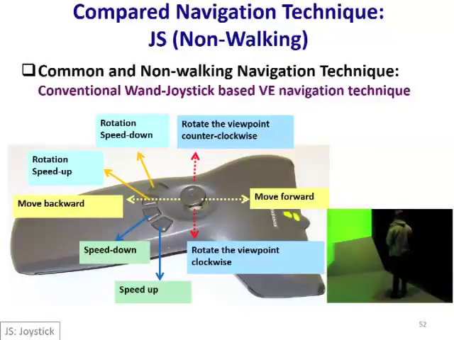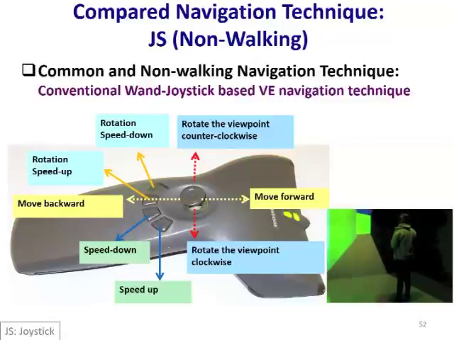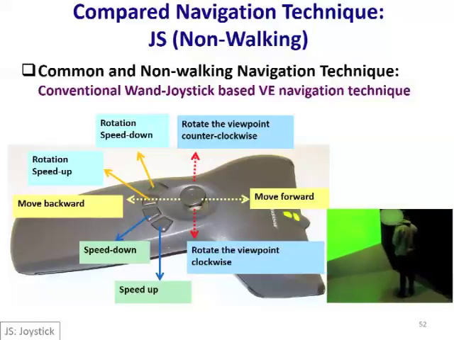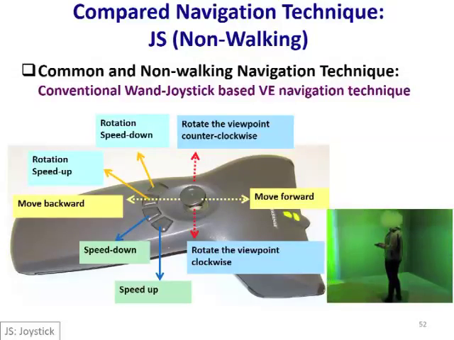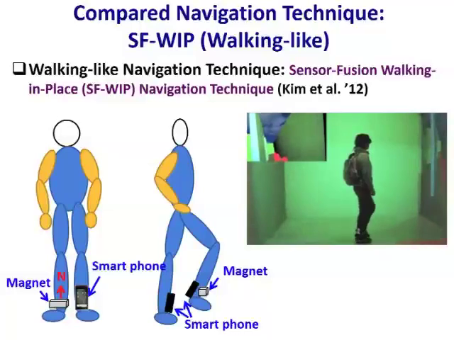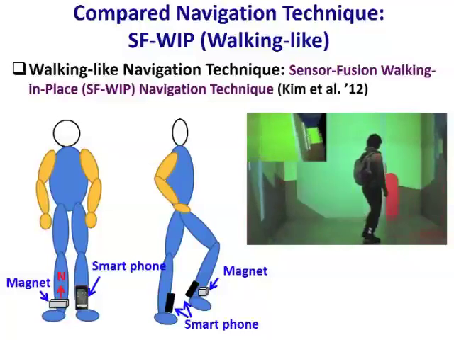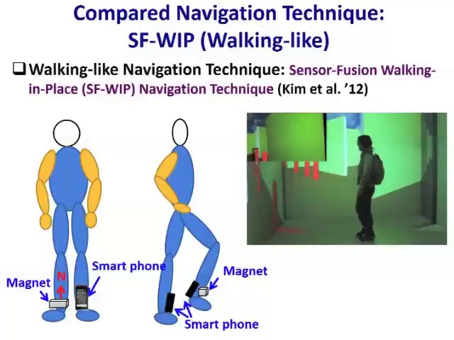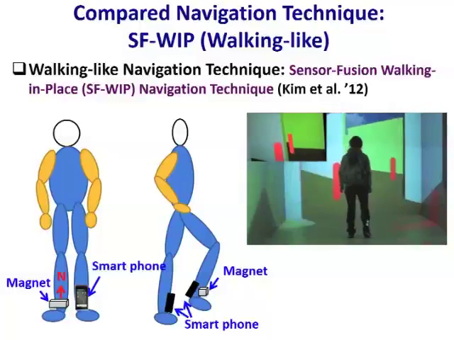We implemented the conventional wand joystick-based navigation technique as the non-walking common navigation technique. Basically, the user can control the viewpoint translation and rotation and movement speeds using the joystick, while the movement speeds were bounded by the buttons. For the walking-like navigation technique, we developed the sensor fusion walking in place technique that is wire-free and supports dynamic walking speed, and it even supports running speed.